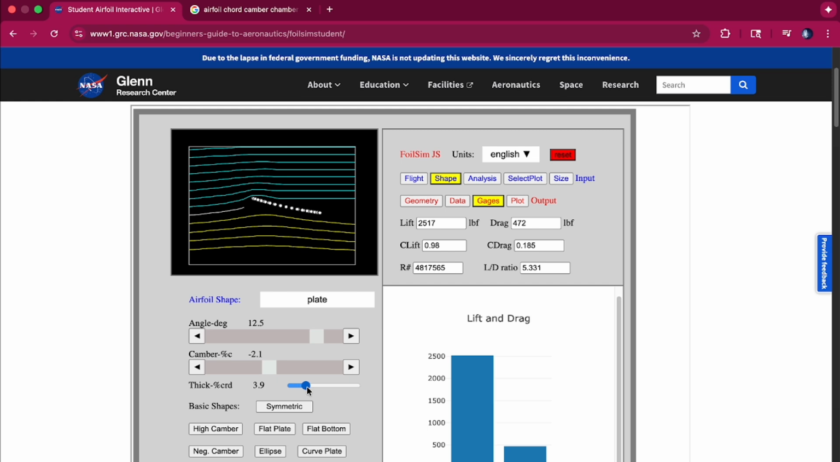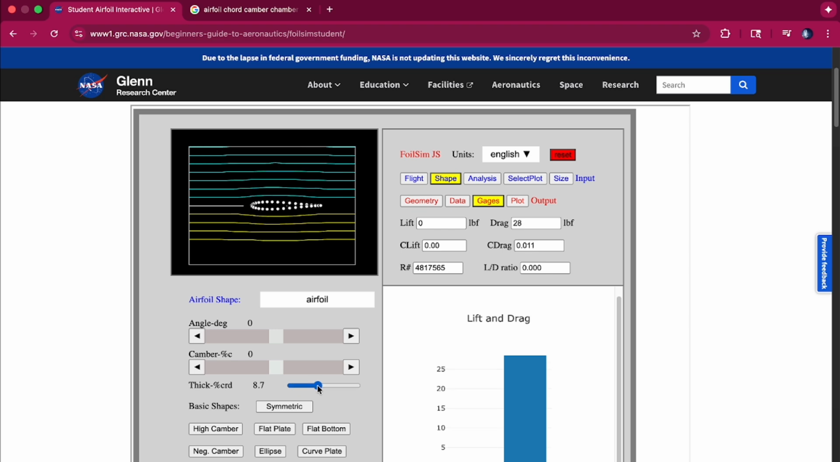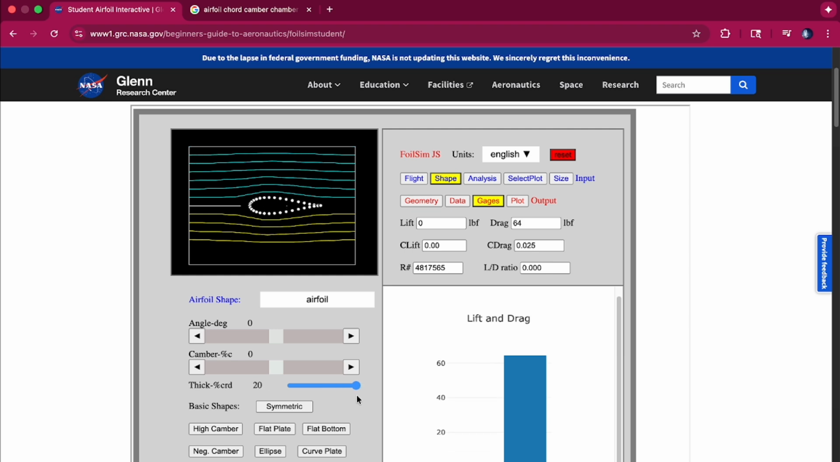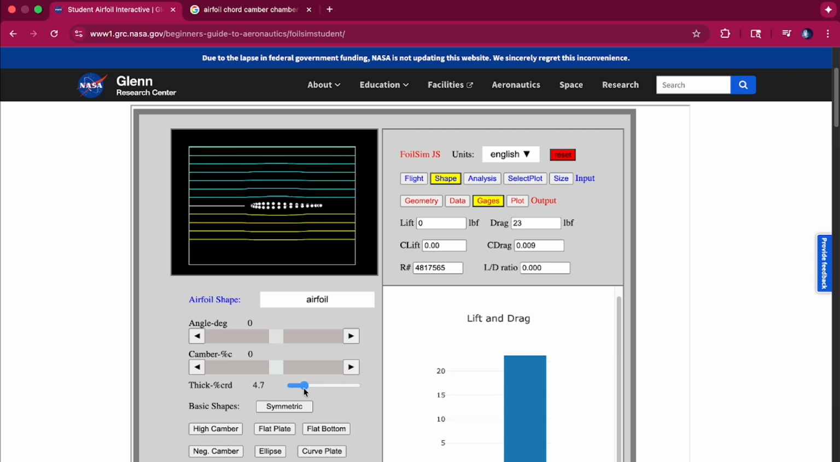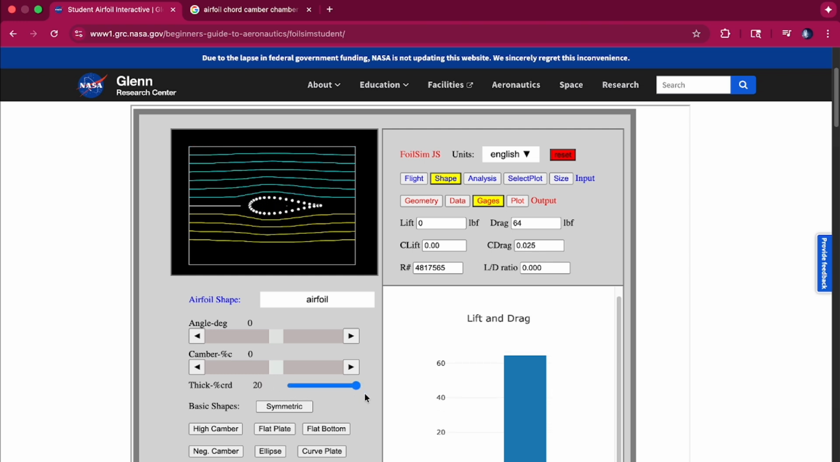Thickness of the chord is essentially where... Doesn't really do anything too much. I think it depends on which one you use. So you can see here that the drag will essentially, like, there's practically no lift. But you can see that when you decrease the thickness of the chord percentage, it's going to become a straight line. If it goes up, it will become a full ellipse.